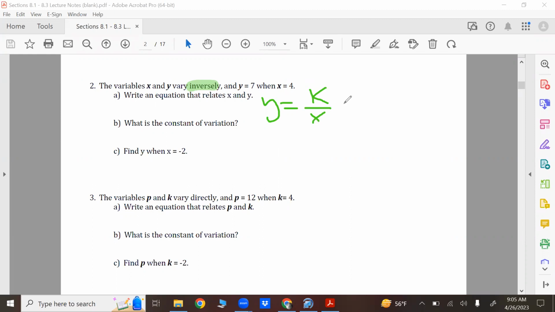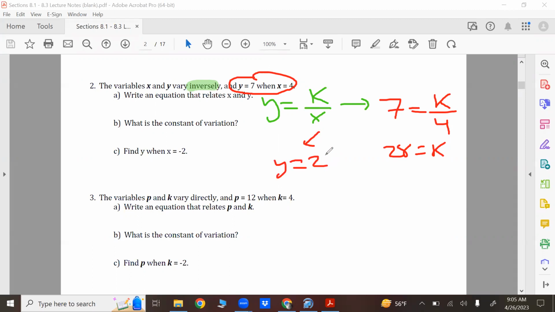But then let's figure out what k is. How do I figure out what k is? How am I going to use the other information to help me? Well, totally. Thank you, AJ. That's perfect. Yep, just plug it in. What's k going to equal, guys? 28. So what's the real equation? Y equals 28 over x. Does that make sense, how I got 28?